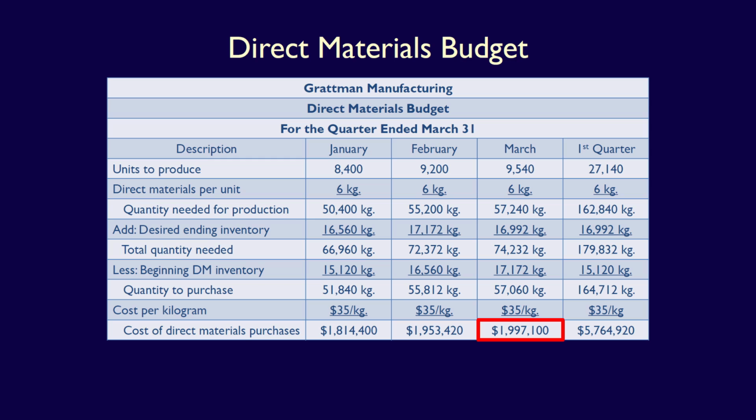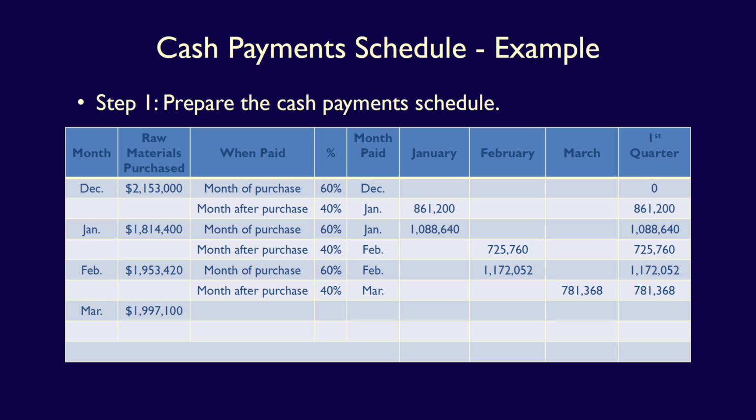We finished February, so we move on to March raw material purchases, which we get from the direct materials budget. Total cost of direct material purchases for March is $1,997,100, so we transfer that to our raw material purchase column, $1,997,100. When did we pay for some of these purchases? We copy it down, same as for the prior months. Month of purchase, 60%. Now, what month will the 60% be paid in? March, month of purchase, is March. Put March in the month paid column.